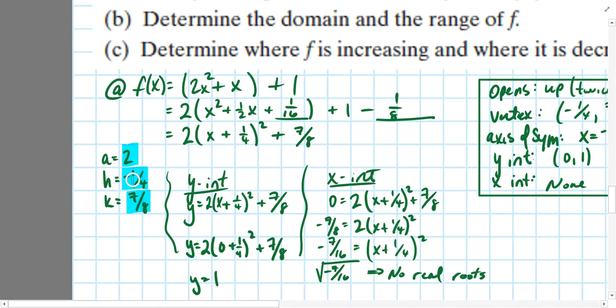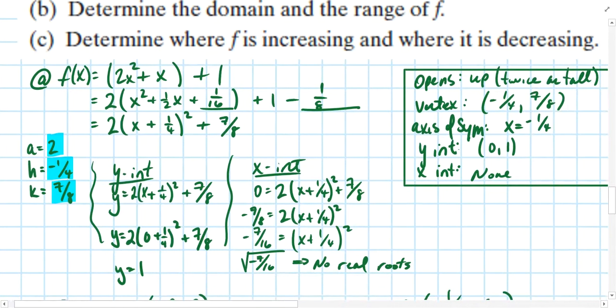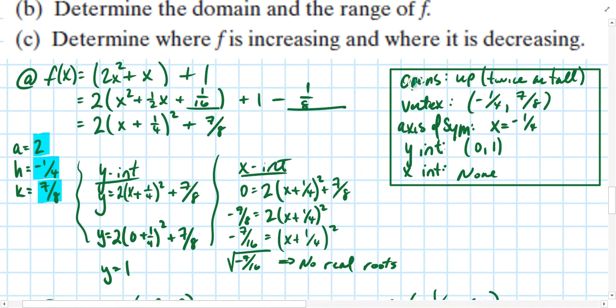The h value is -1/4 because it is the opposite of the sign indicated here. The a value of 2 tells us that the graph opens up and that it's going to be twice as tall as normal. The vertex is located at (-1/4, 7/8). The axis of symmetry, therefore, is x equals -1/4. Our y-intercept, which is found when x is equal to 0, was found by substituting 0 in for x in our vertex form. That calculates out to be 1.